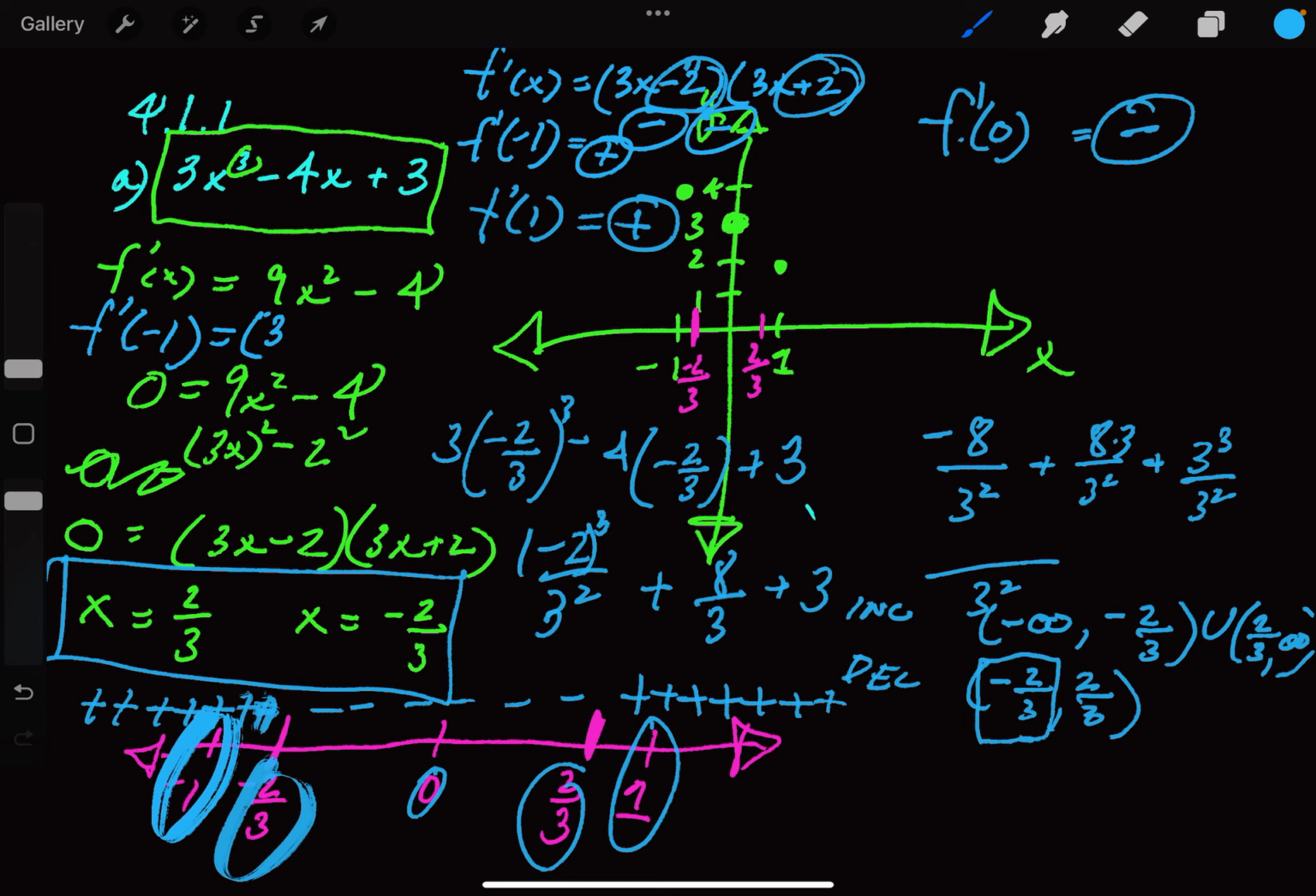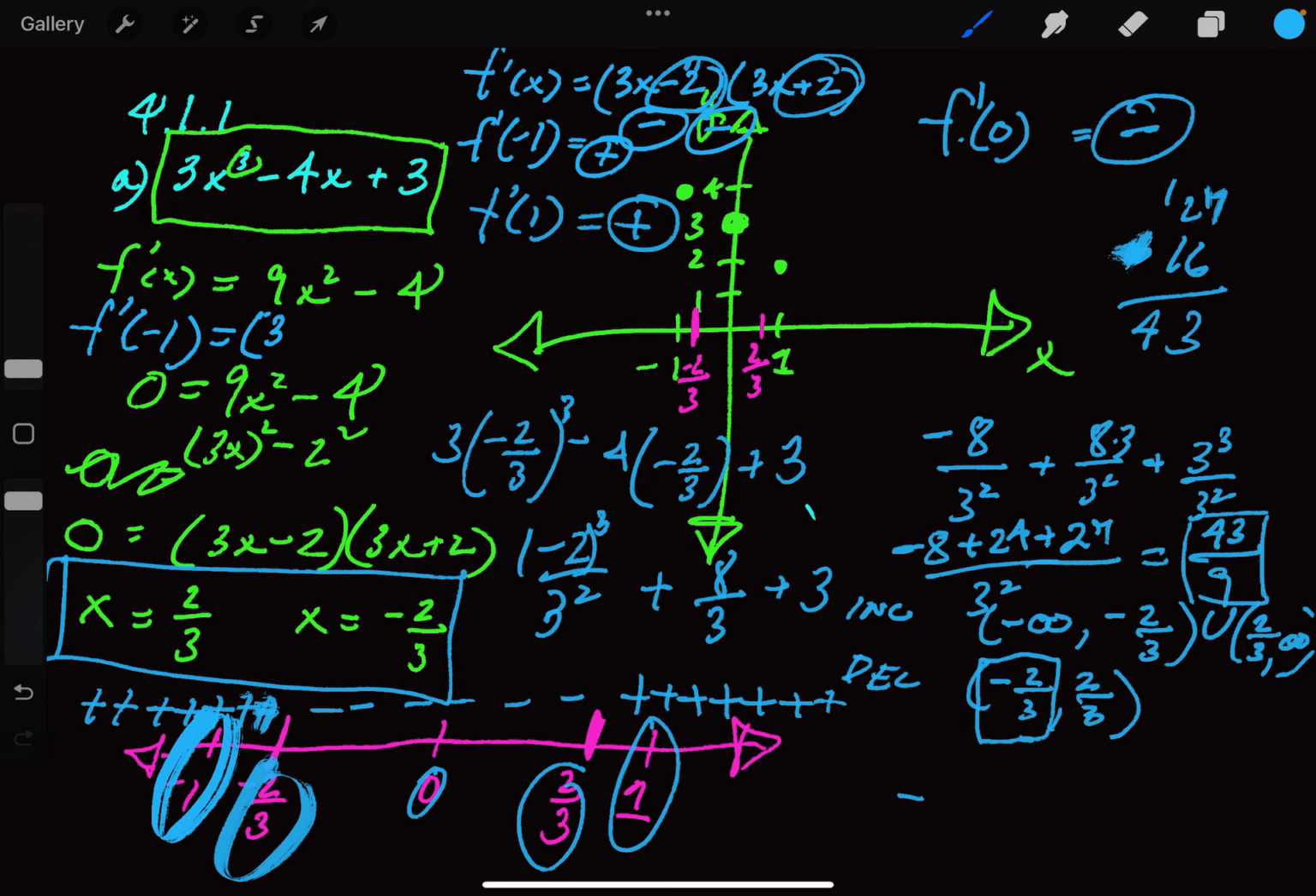And then this becomes negative 8 plus 24 plus 27 over 3 squared. This is going to give me 16 plus 27. Ugh, this is terrible. It's 43 over 9 is my answer for what this one is. So negative 2/3 comma 43/9, if I did this math right, and you guys can check my arithmetic. 43 over 9 is 4 and 7/9. So this is going to be up here, like right there, okay?